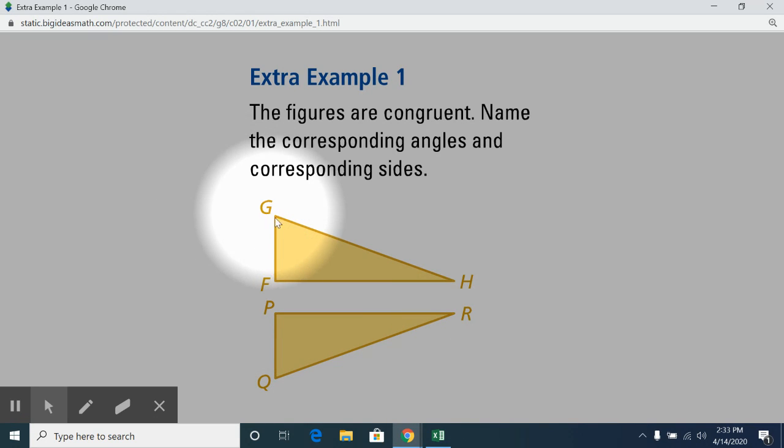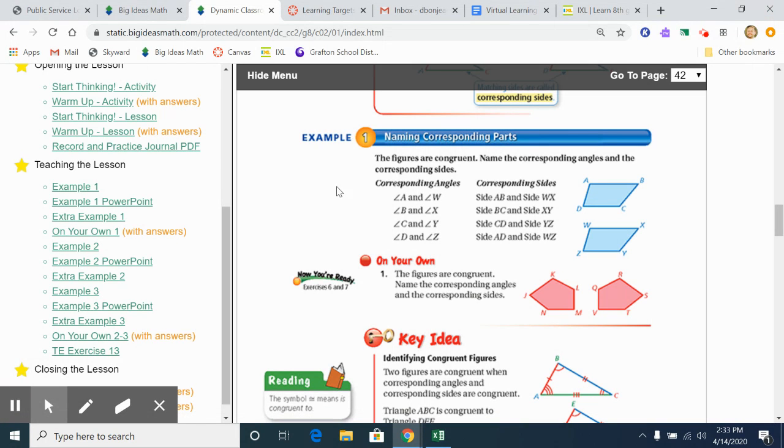Corresponding sides: GH and QR would be corresponding sides. GF and QP would be corresponding sides, and then FH and PR would be corresponding sides. That's basically it for our first learning target.